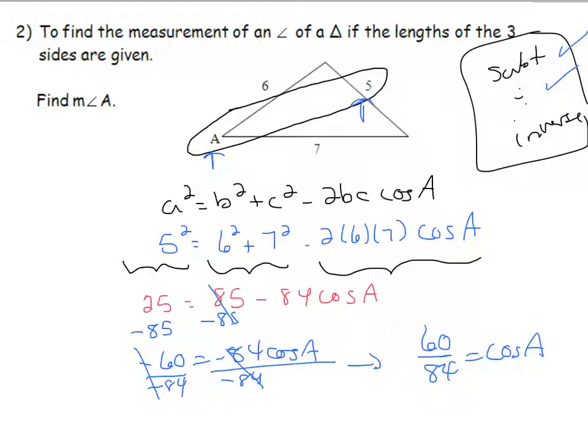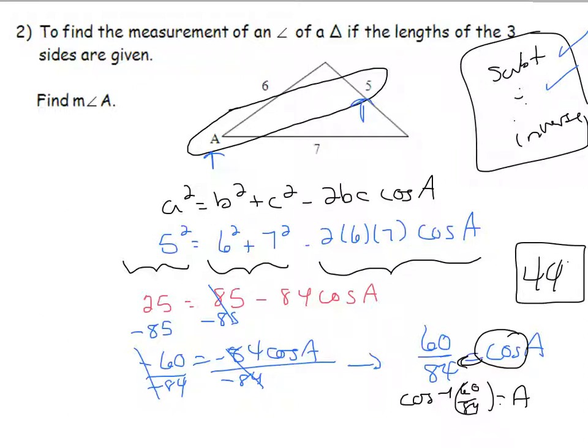Now if I want A, we have to move the cosine. And when I move that over, you get the inverse cosine of 60 over 84 is A. Typing that into your calculator, you guys should get about 44 degrees. So this one, when we want to find angles, clearly takes a little bit longer. But if you remember, 3 parts, 3 steps, you're good to go.